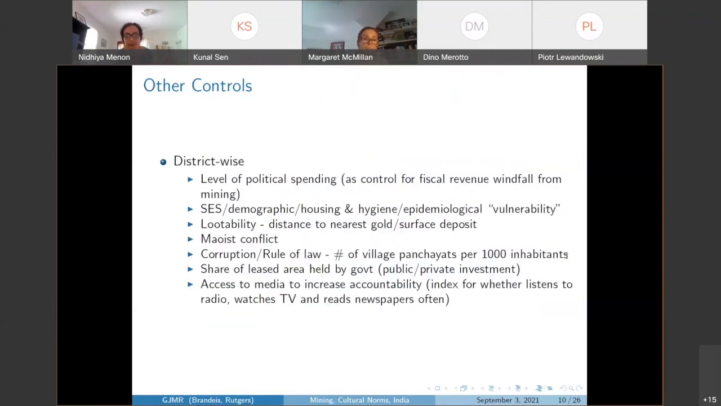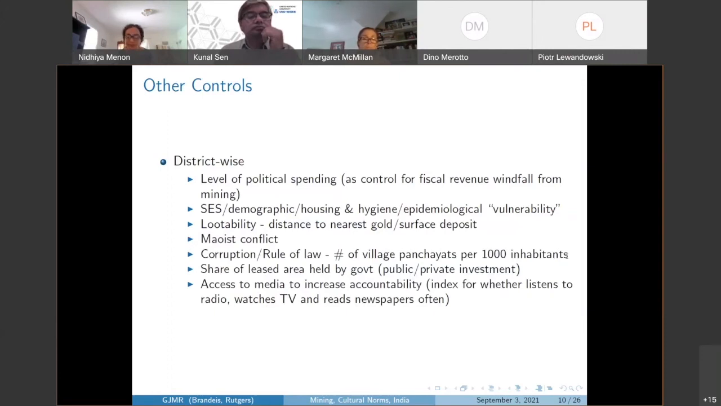A bunch of other things that we are careful about is the level of political spending in the district. In response to the COVID pandemic, we've done some additional work on measures relating to SES, demography, hygiene, epidemiology, etc. We also have to be careful in terms of conflict, so we have 2 measures: lootability, the distance to the nearest gold or diamond deposit within the country, and Maoist conflict.